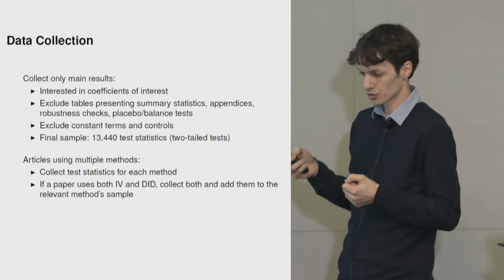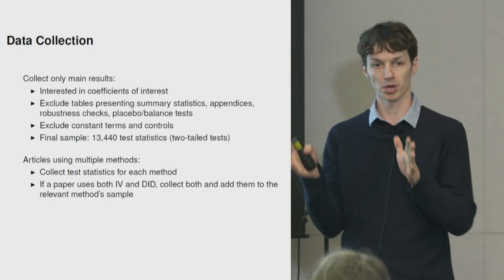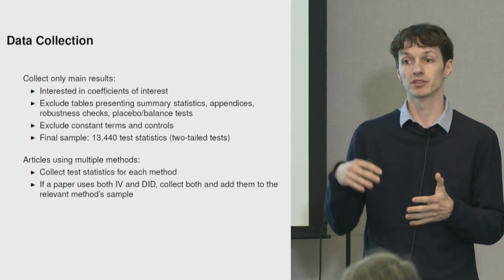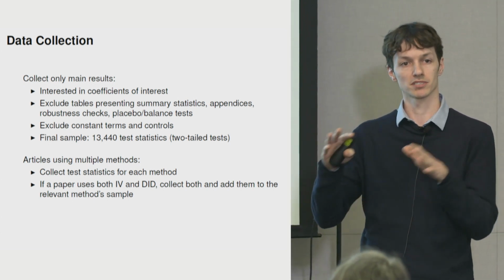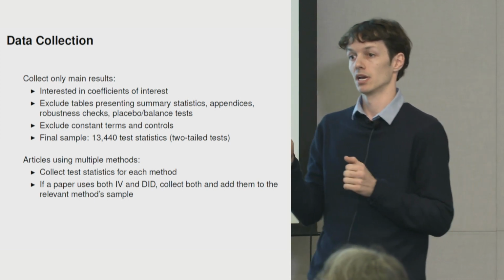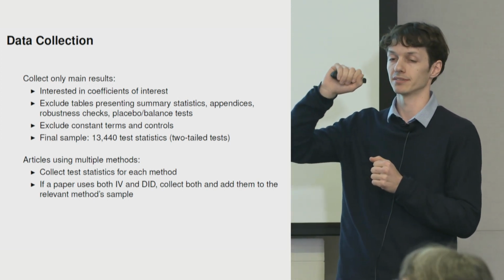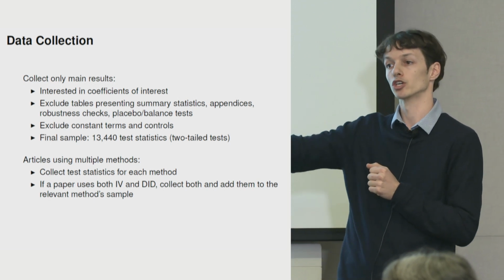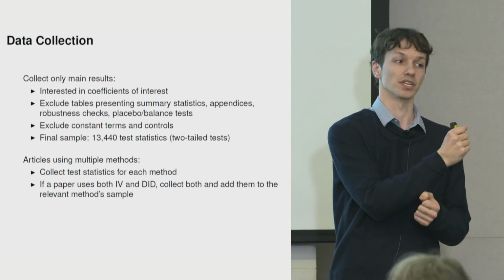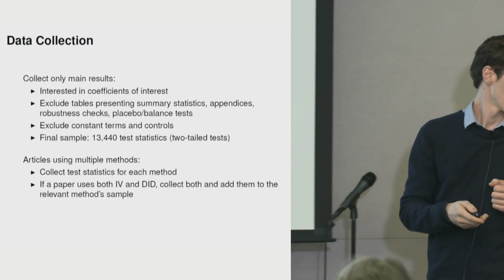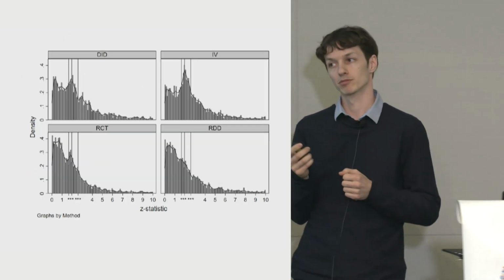Some articles are using multiple methods. Think of a paper using an RDD, but there are some tables where they do a diff-in-diff. We're going to keep these articles. It's robust if you exclude them, but we're going to keep those. The test statistics that use the RDD are going to go into the RDD sample, and the ones that use diff-in-diff are going to go into the diff-in-diff sample. Now, that's the main result of the paper.